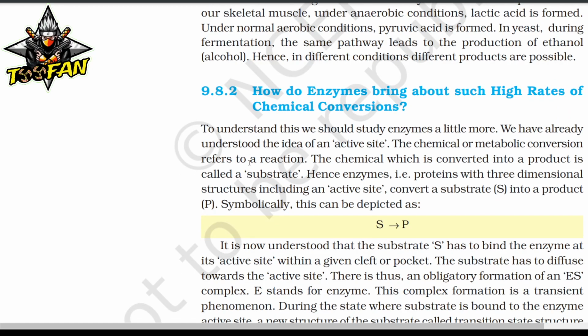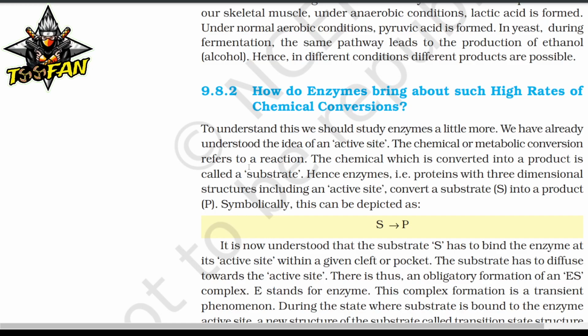So now, how do enzymes bring about such high rates of chemical conversion? To understand this, we should study enzymes a little more. We have already understood the idea of active site. Now the chemical or metabolic conversion refers to a reaction. The chemical which is converted into product is called a substrate. Hence enzymes, that is proteins with three-dimensional structures including an active site, convert a substrate into product.